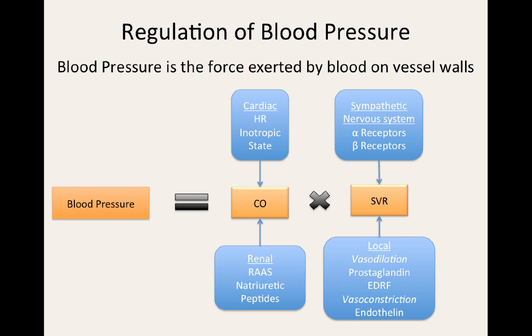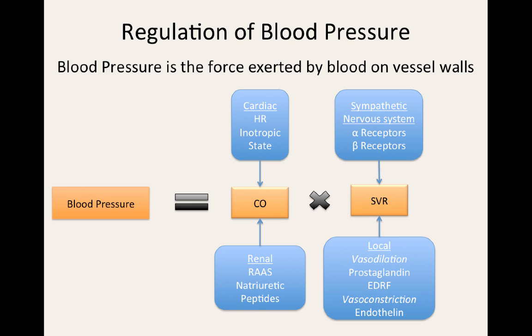So how is blood pressure regulated? Blood pressure is regulated by a few things. Blood pressure, again, is cardiac output times SVR. On the cardiac output side, you have the heart itself, and you also have the renal system, which is part of your volume system. And on the systemic vascular resistance side, you have your sympathetic nervous system, and you have vasodilation and vasoconstriction right in the blood vessels themselves. So you have all of these forces that regulate blood pressure.